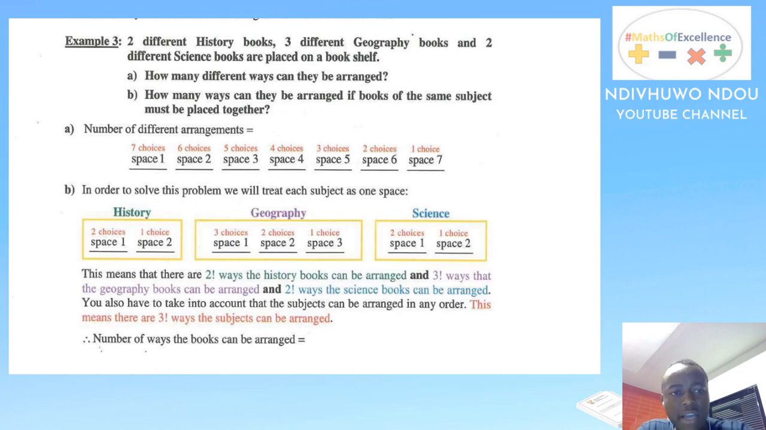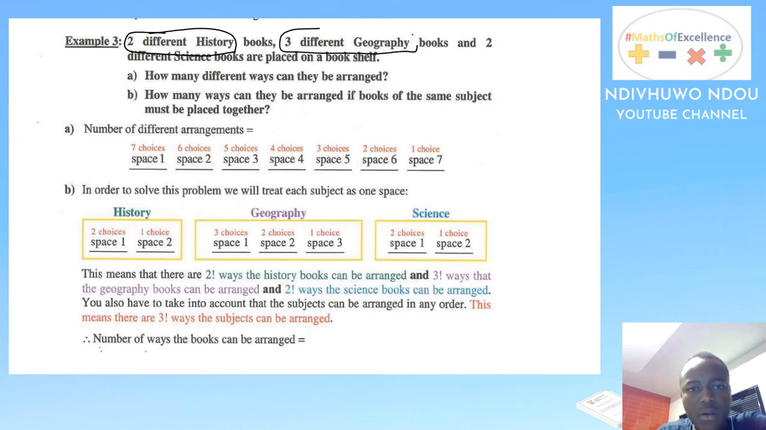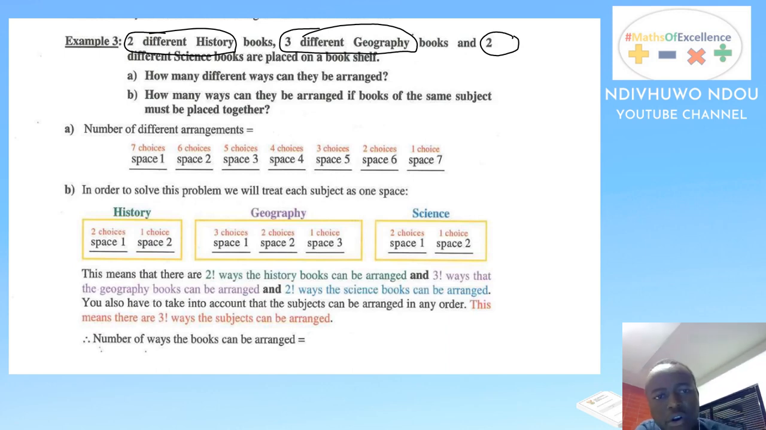Okay, let us look at example 3, and this is quite an interesting example from Kevin Smith's study guide. It says we have 2 different history books, and we have 3 different geography books, and we have 2 different science books. So they are placed on a bookshelf, right? So A, how many different ways can they be arranged, right?